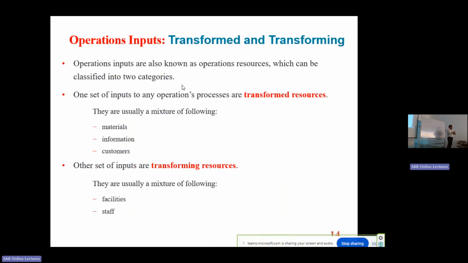Materials could be the basic materials or the parts or components used in the production process. In which industries do we see materials being used mostly? Let me simplify the question. Do we see materials mostly being converted in manufacturing industries or service industries? Manufacturing operations or service operation systems? Manufacturing, mostly manufacturing. So tea factories, tea leaves, materials.